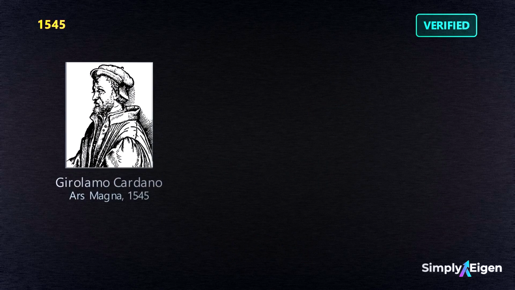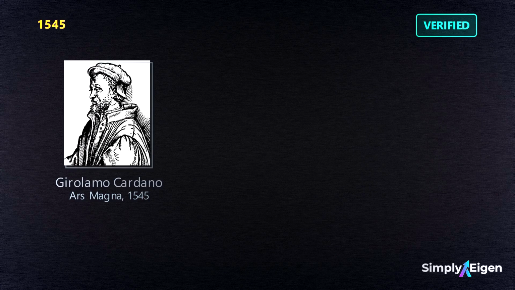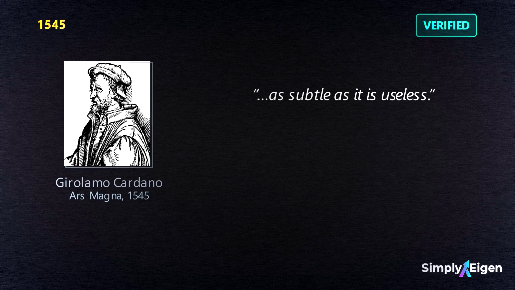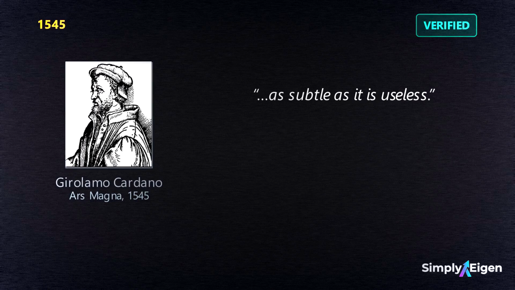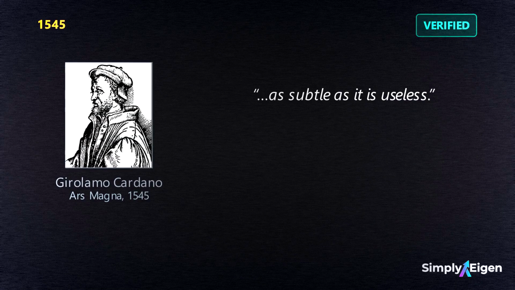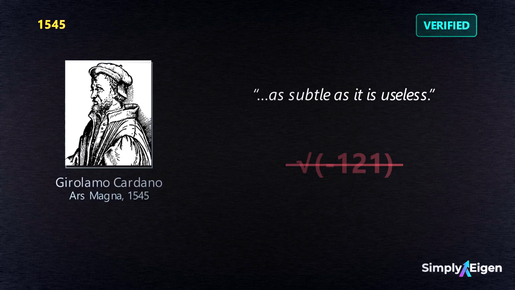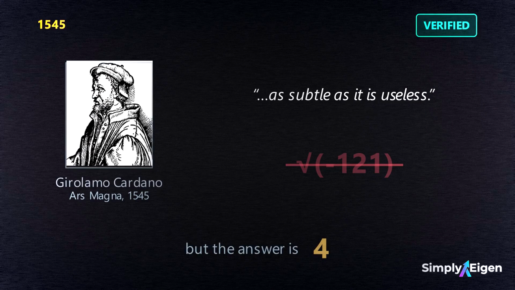This is where Girolamo Cardano stopped. He hit exactly this in his book in 1545, wrote that the whole thing was as subtle as it was useless, and moved on. Which is a completely reasonable response. He is being asked for the square root of a negative number, and there is no such thing. Except that the equation he was solving has an answer. It is 4. It is sitting right there.